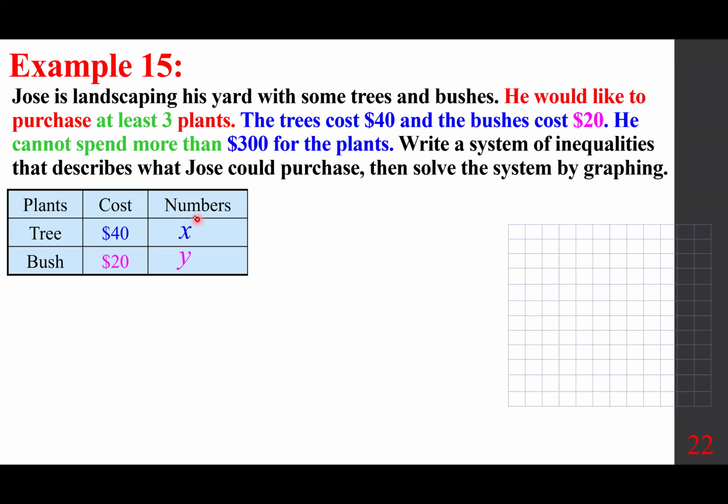We want at least 3 plants. That means x plus y must be larger than or equal to 3. And we can't spend more than $300. So the cost will be 40 times x plus 20 times y, and that must be less than or equal to 300. So one more time. This one says x plus y must be larger than or equal to 3 because that means at least. And this one is the cost of trees, 40 times x. This one is the cost of bushes, 20 times y. When you add them up, we can't spend more than $300. So it must be less than or equal to $300.